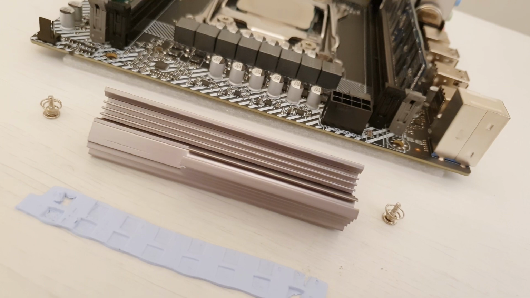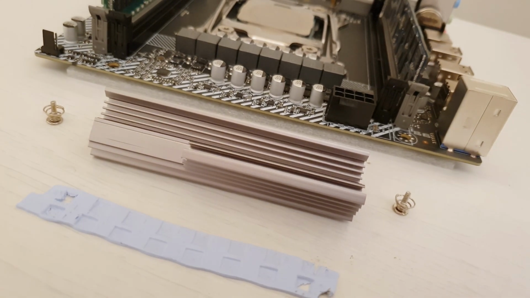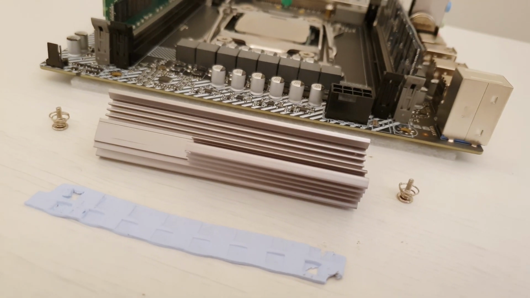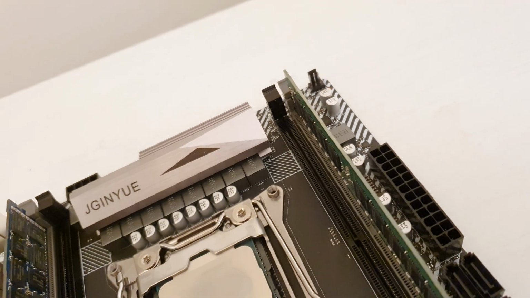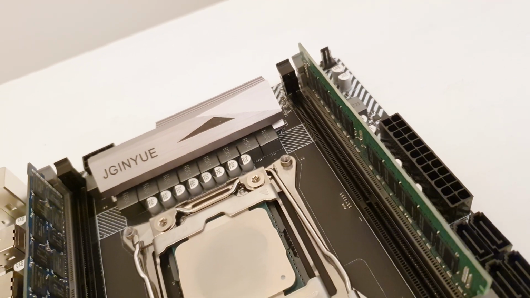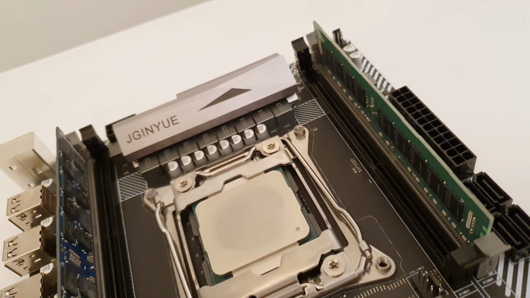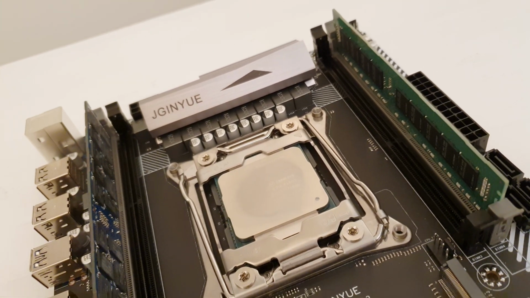From the positives, I can say that the Jginyue X99M Pro D3 works with the Huananzhi X99 QD4 BIOS. It means that Turbo Boost Unlock can be implemented with the MI899 application, you can also get access to run timings and enable Resizable BAR or ReBAR. I can also say that both of the PCI Express x1 slots are working. On the Machinist X99 G7, one of the slots is defective.